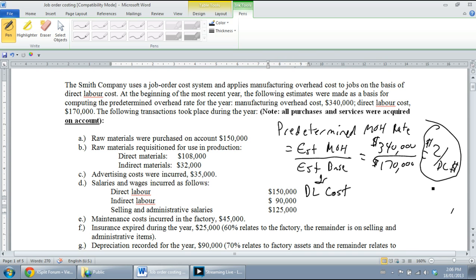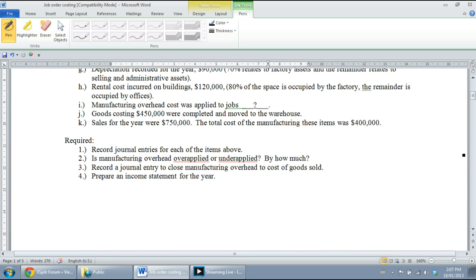Let's read on. The following transactions took place during the year. Note, all purchases and services were acquired on account. When I read that, I'm thinking no cash, right? If we do something on account, it's going to involve accounts payable, accounts receivable, not really cash. So I'm keeping that in mind if I have to do some journal entries here. So raw materials purchased on account, $150, and there's a bunch of transactions here. So let's read down. It says part 1, record journal entries.